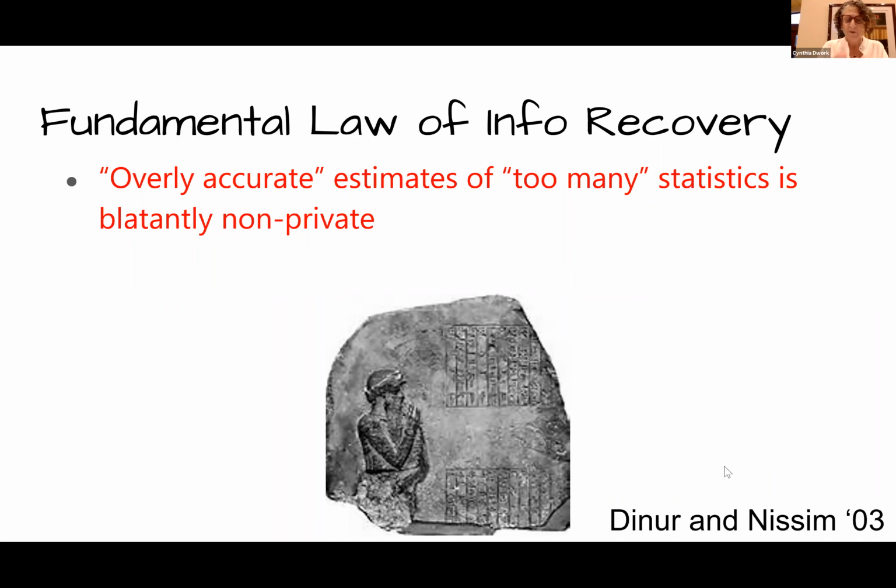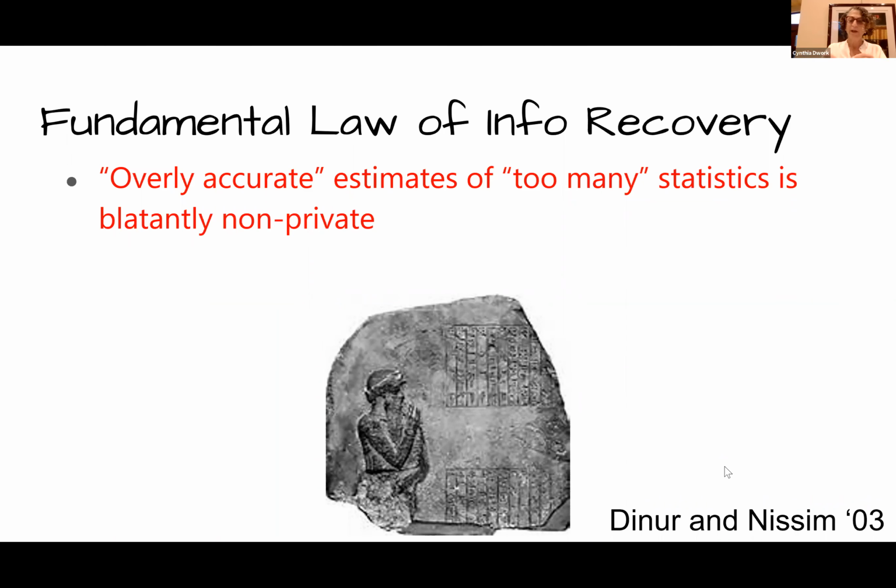And notice that this doesn't actually get into the details of what the protocol was for getting one's hands on these estimates. So this theorem applies whether we're in the question and answer setting or whether the data curator releases some kind of algorithmic blob that contains the answers to all the possible statistical queries that one might be interested in. And the definition of overly accurate is actually tied to the definition of too many.